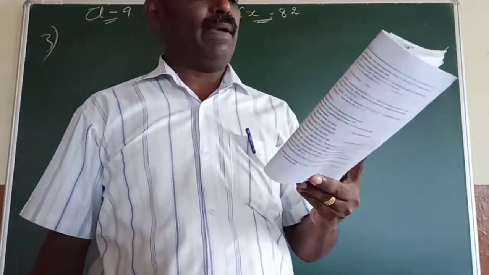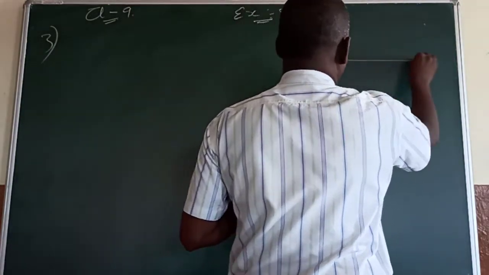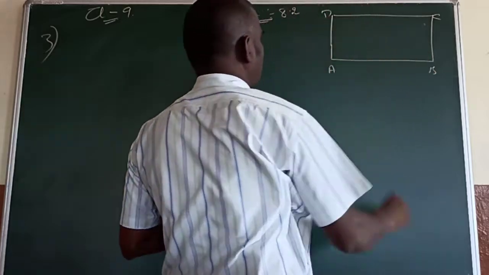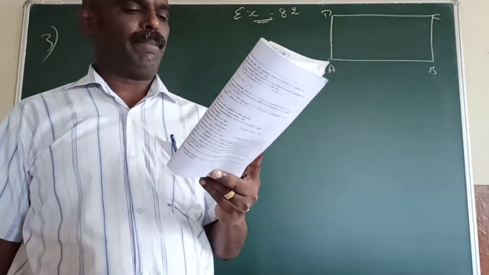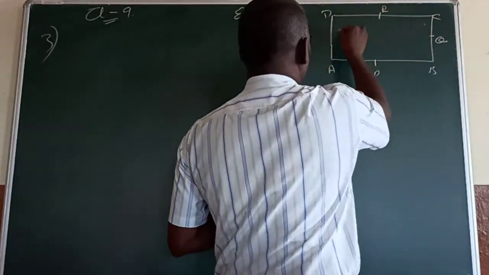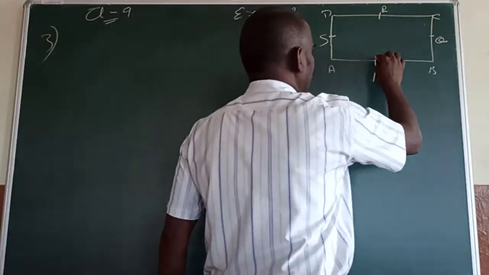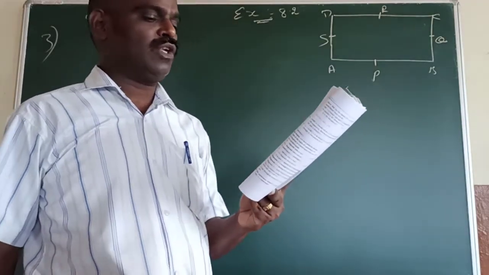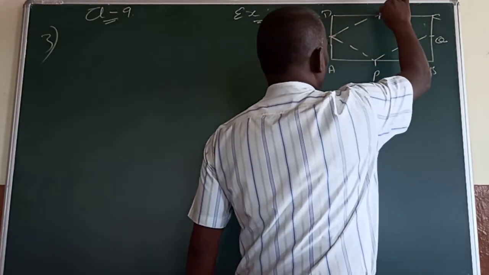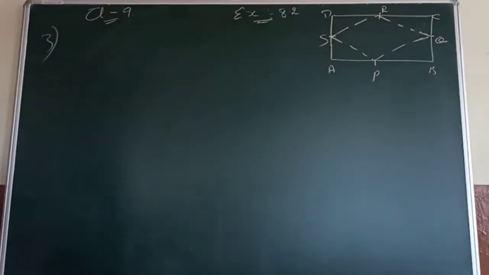Question number 3 tells: ABCD is a rectangle, and P, Q, R, S are the midpoints of sides AB, BC, CD, DA. We have to prove that quadrilateral PQRS is a rhombus. That's the question.